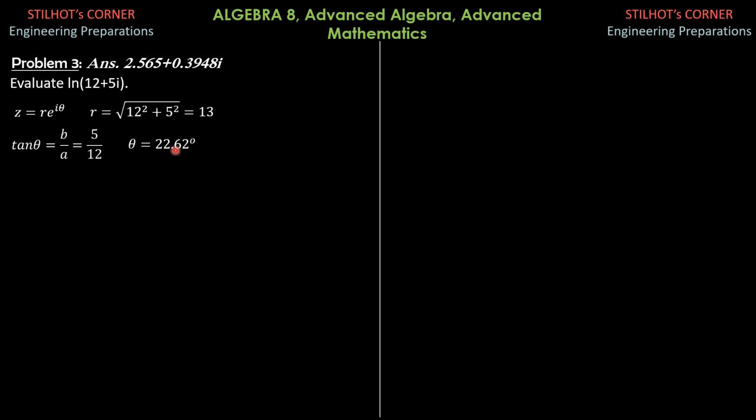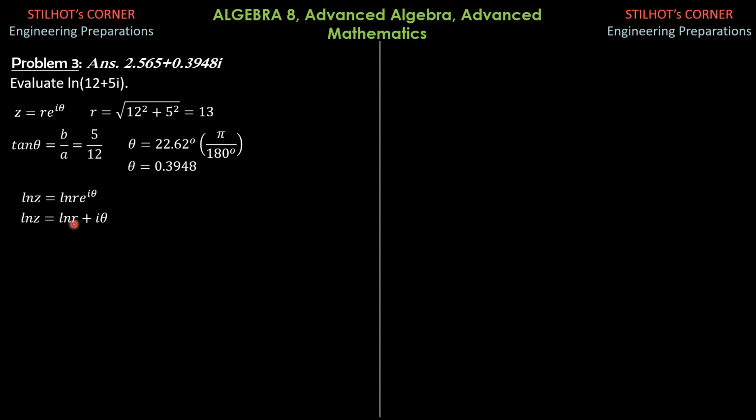Since we need to express this in radians, we multiply further by pi over 180 degrees, and expressing that in radians to 4 significant figures, theta is 0.3948 radian. Then in exponential form, ln of z is ln of r e to the i theta, which can be broken into ln of r plus ln of e to the i theta, and ln of e to the i theta is i theta ln of e, and ln of e is 1, therefore this is ln of r plus i theta.